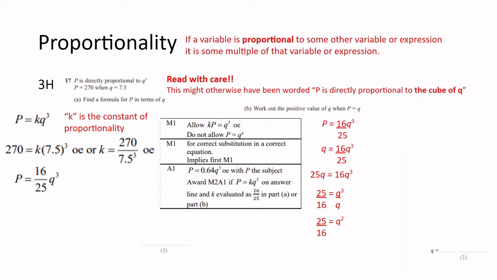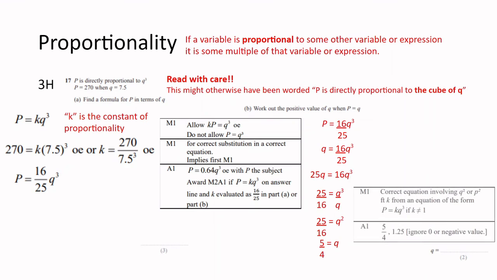We need to get q on its own. The opposite of squaring is square rooting. However, there are two possible answers when you square root. It could be positive or it could be negative, but we're looking for the positive value of q. So square root of 25 is 5, square root of 16 is 4. So the positive value for q is positive 5 over 4, or 1.25.